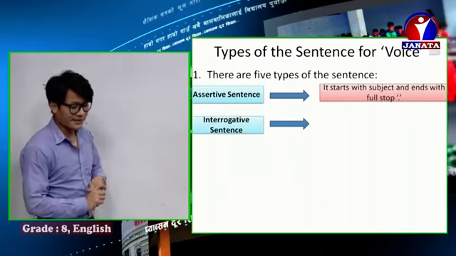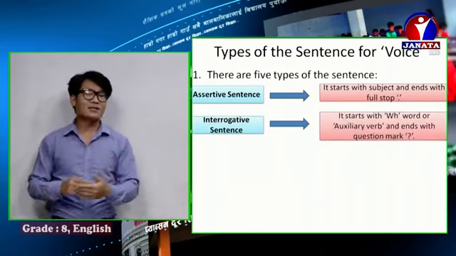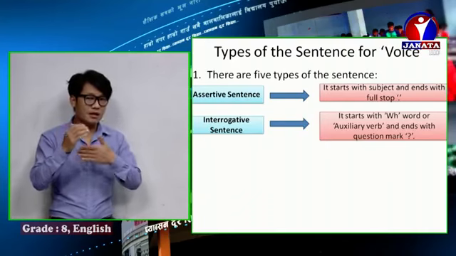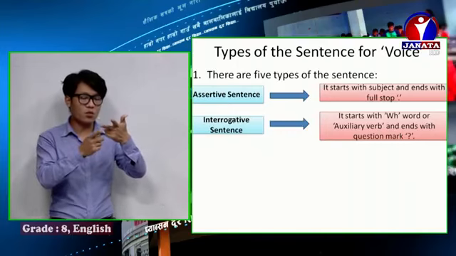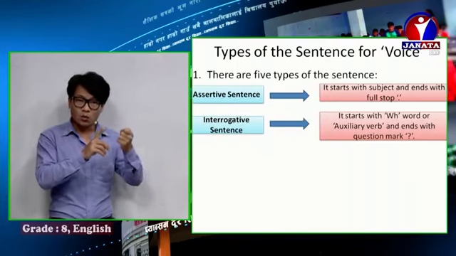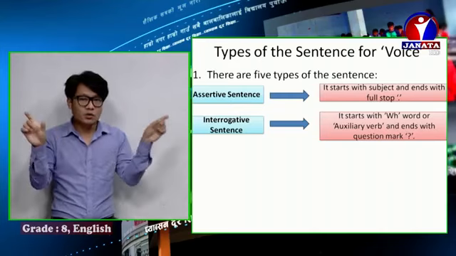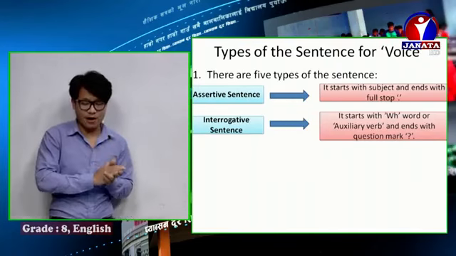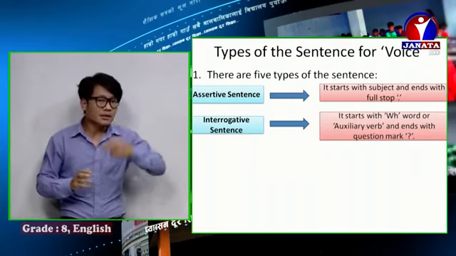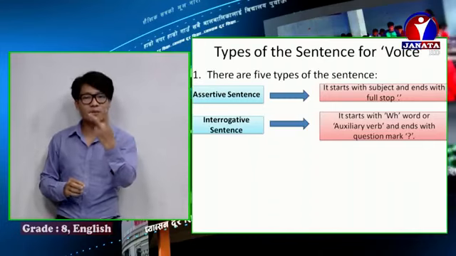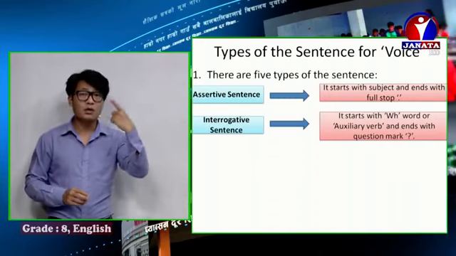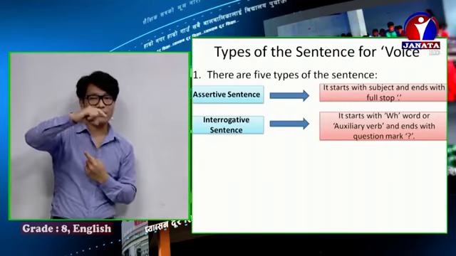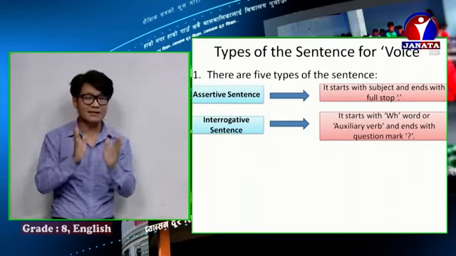Next is interrogative sentence. It starts with W as a word, let me tell you, W means what, where, which, why, who, and H means how. So in short form, it's called WH. So W as a word or auxiliary verb and ends with a question mark. Let's take examples like yes-no questions and WH questions. Do you have a book? It starts with do, and do is an auxiliary verb and ends with a question mark. This is called a yes-no question.